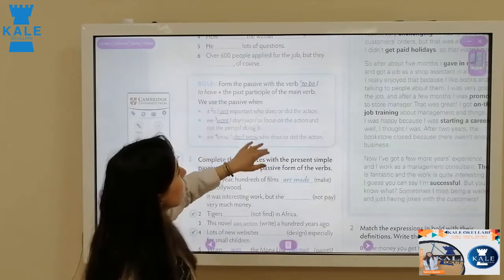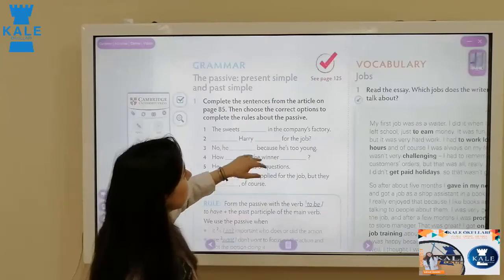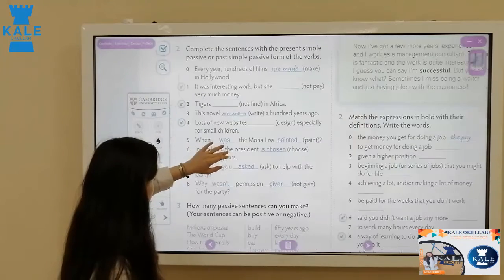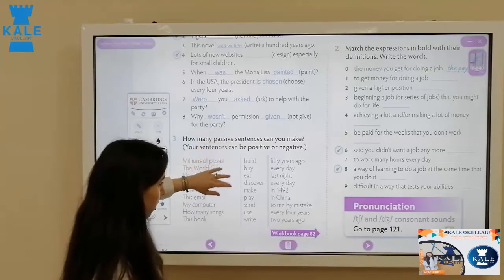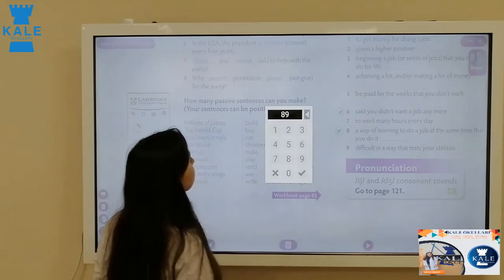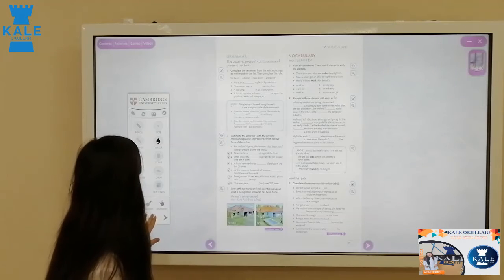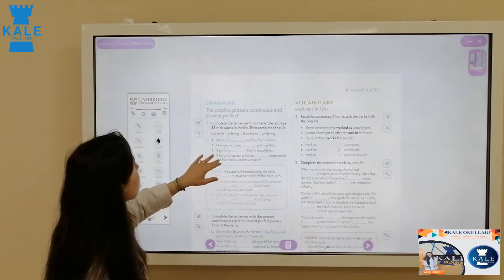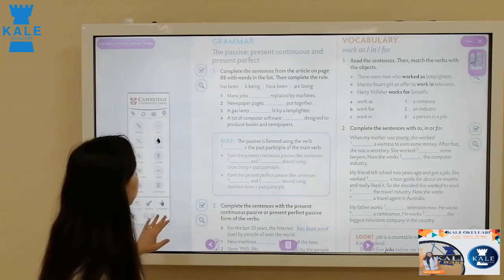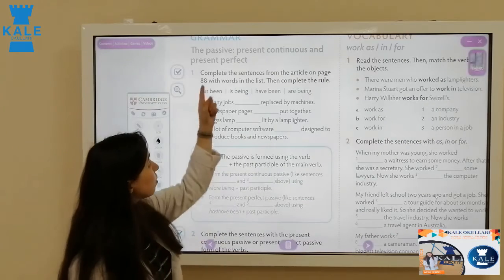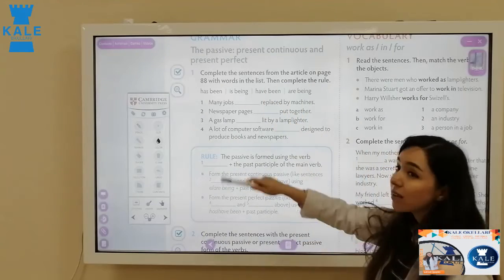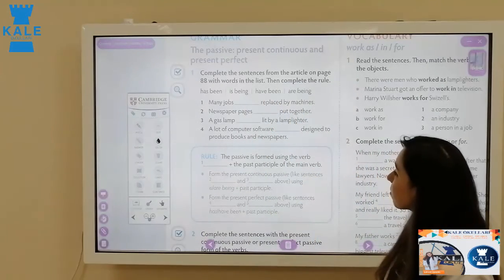So come here, I want to check if there is another activity for this part. So now we are going to page, this is page 86, yes? Let me check. Yes, so now I'm going to page 89, about present continuous and present perfect. So, we talked about passive, present simple and past simple, yes? Now we are going to talk about present continuous and present perfect.